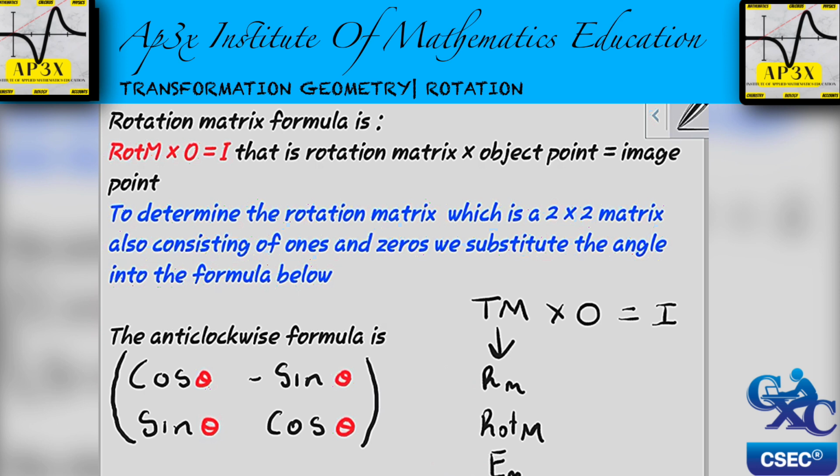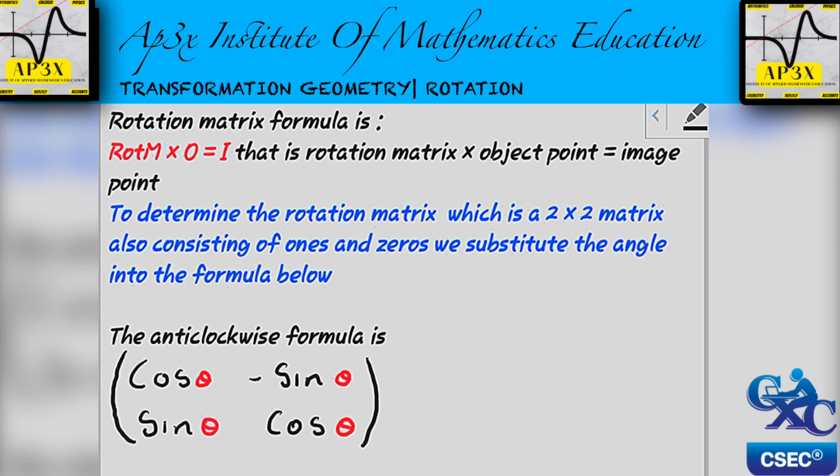Now bear in mind that translation is a completely different concept from rotation, reflection, and enlargement, because with a translation it goes through a slide and glide, but with reflection it goes across a line. With rotation it goes through an angle. With enlargement it is affected by a scale factor. Now, without going off on a tangent, no pun intended, here we're looking at the rotation matrix formula.